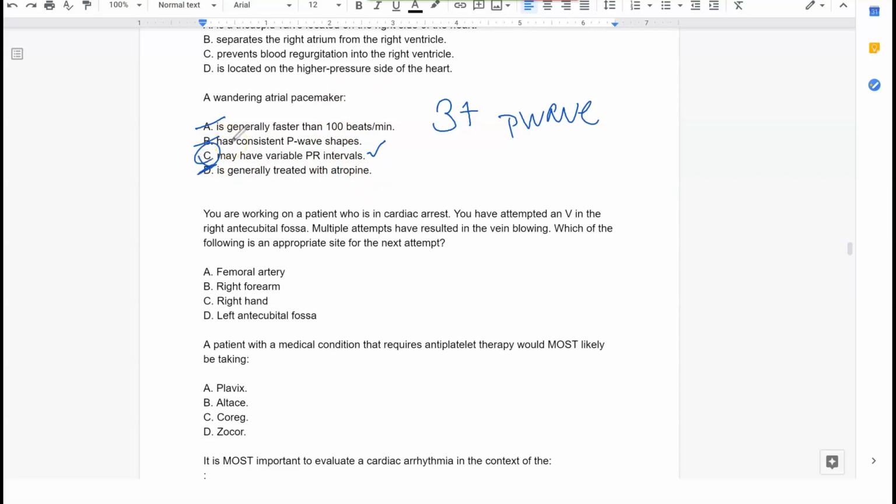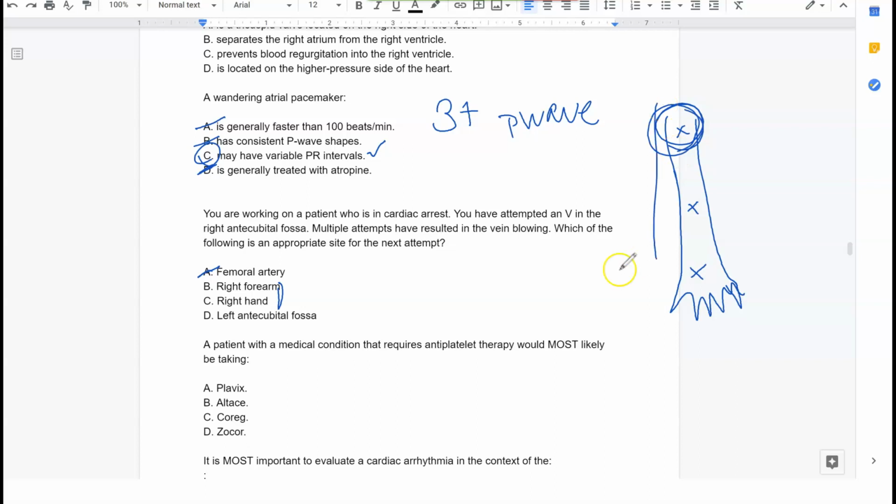Working on a patient who's in cardiac arrest. You've attempted an IV in the right antecubital fossa. Let's draw. So you've tried an IV in the right antecubital fossa, right there. Multiple attempts have resulted in the vein blowing. Oh dear. What is the next appropriate site for the next attempt? So you're not going to be touching the femoral artery. That's above your pay grade. The right forearm and the right hand are below the site of the blown vein here, so you're just going to increase the mess that you've made in this arm.